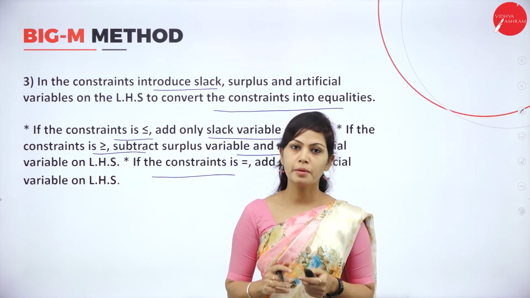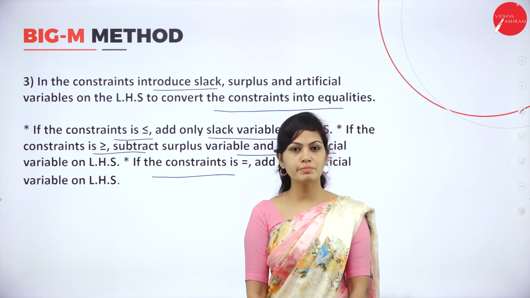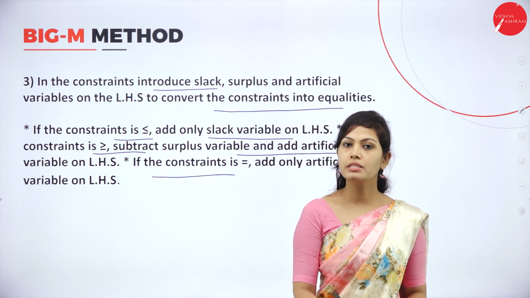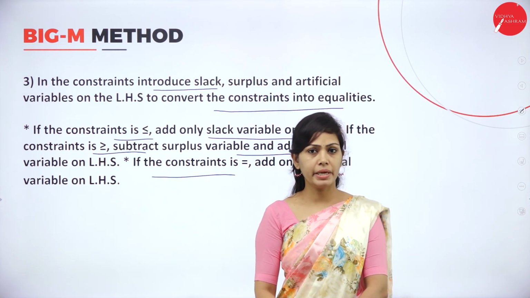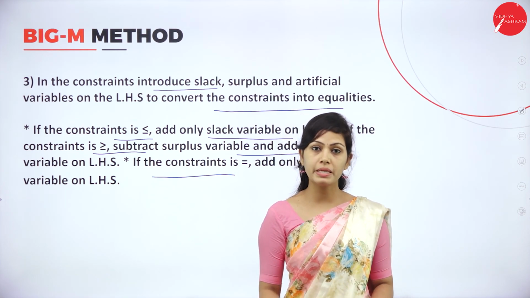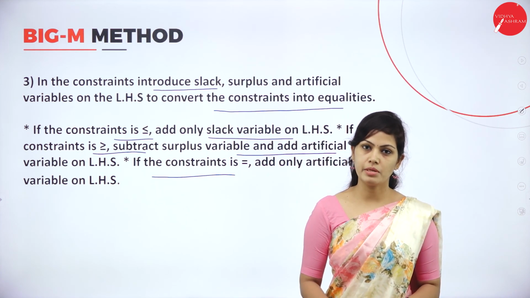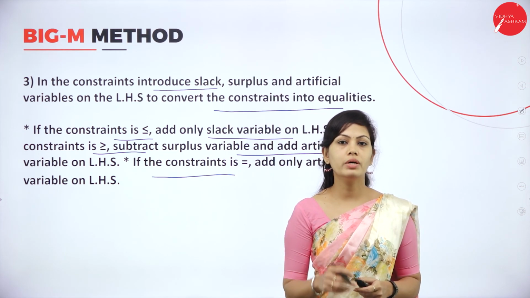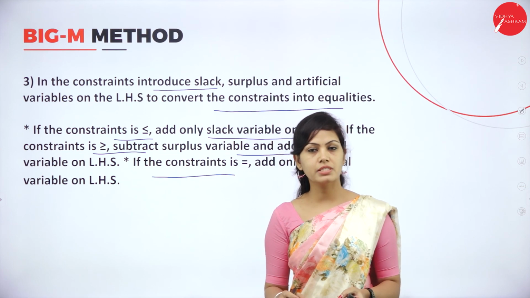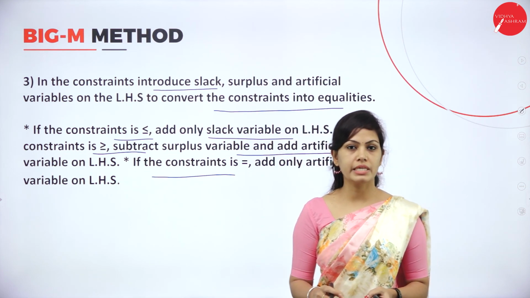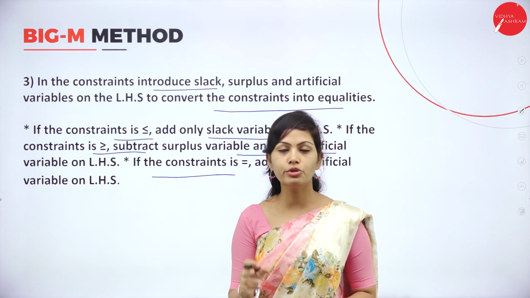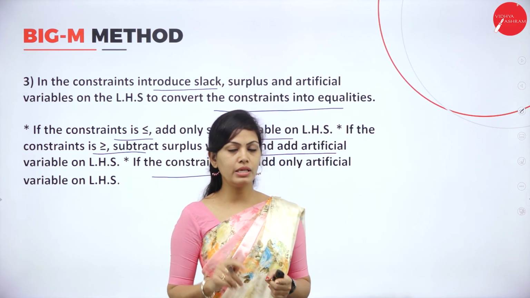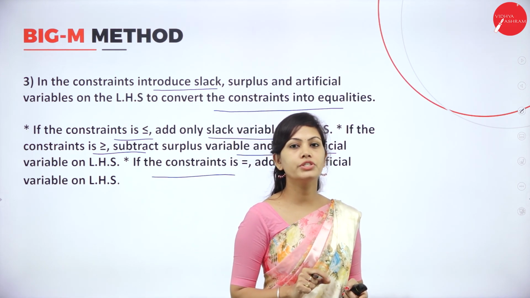So this is about your big M method. What is the difference between the simplex method and the big M method? In the simplex method, we introduce only slack variables. But in the big M method, we introduce slack variable, surplus variable and also artificial variable. So in the big M method, you will get greater than or equal to and also equal sign constraints. If you get greater than or equal to in the big M method, you subtract the surplus variable and add the artificial variable, and if you get an equal sign, you add only the artificial variable.